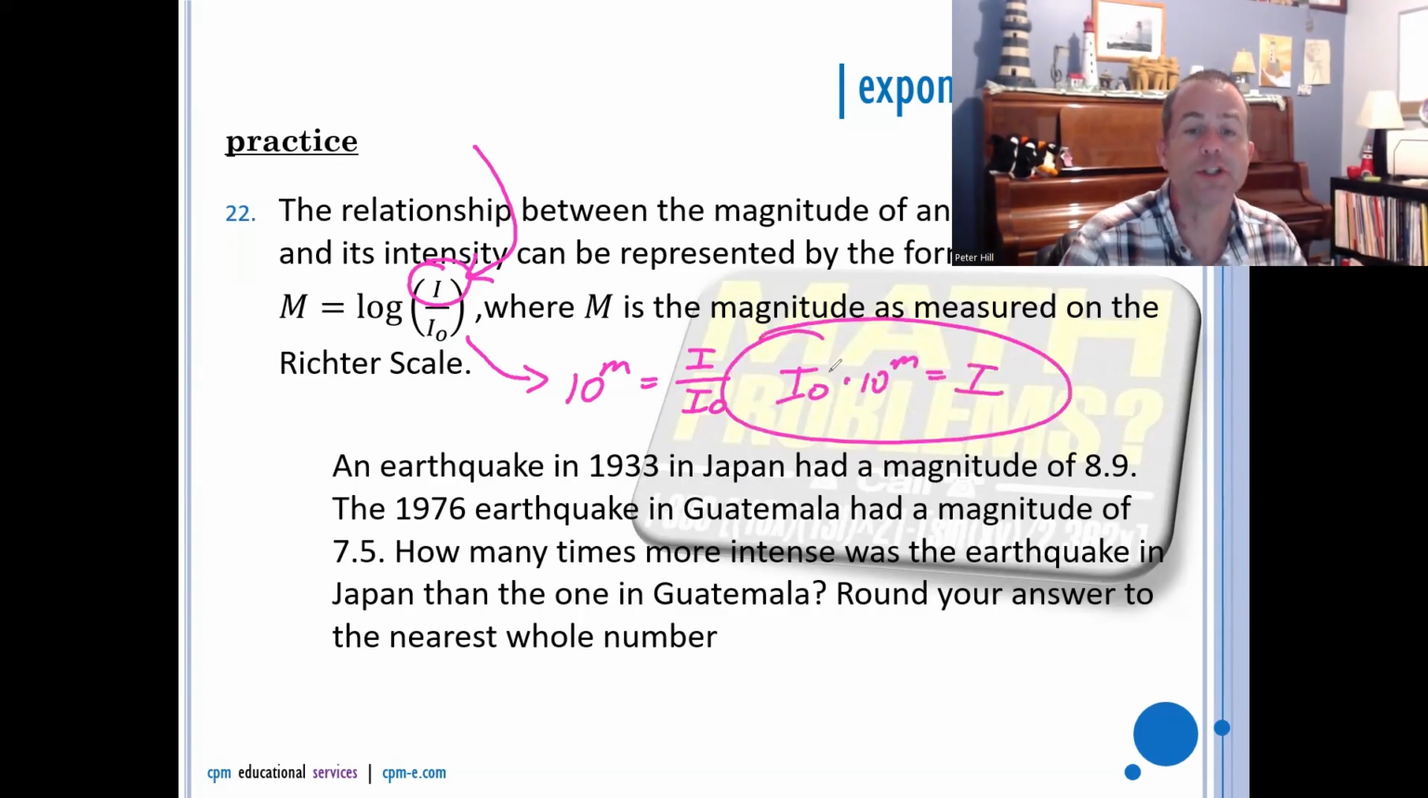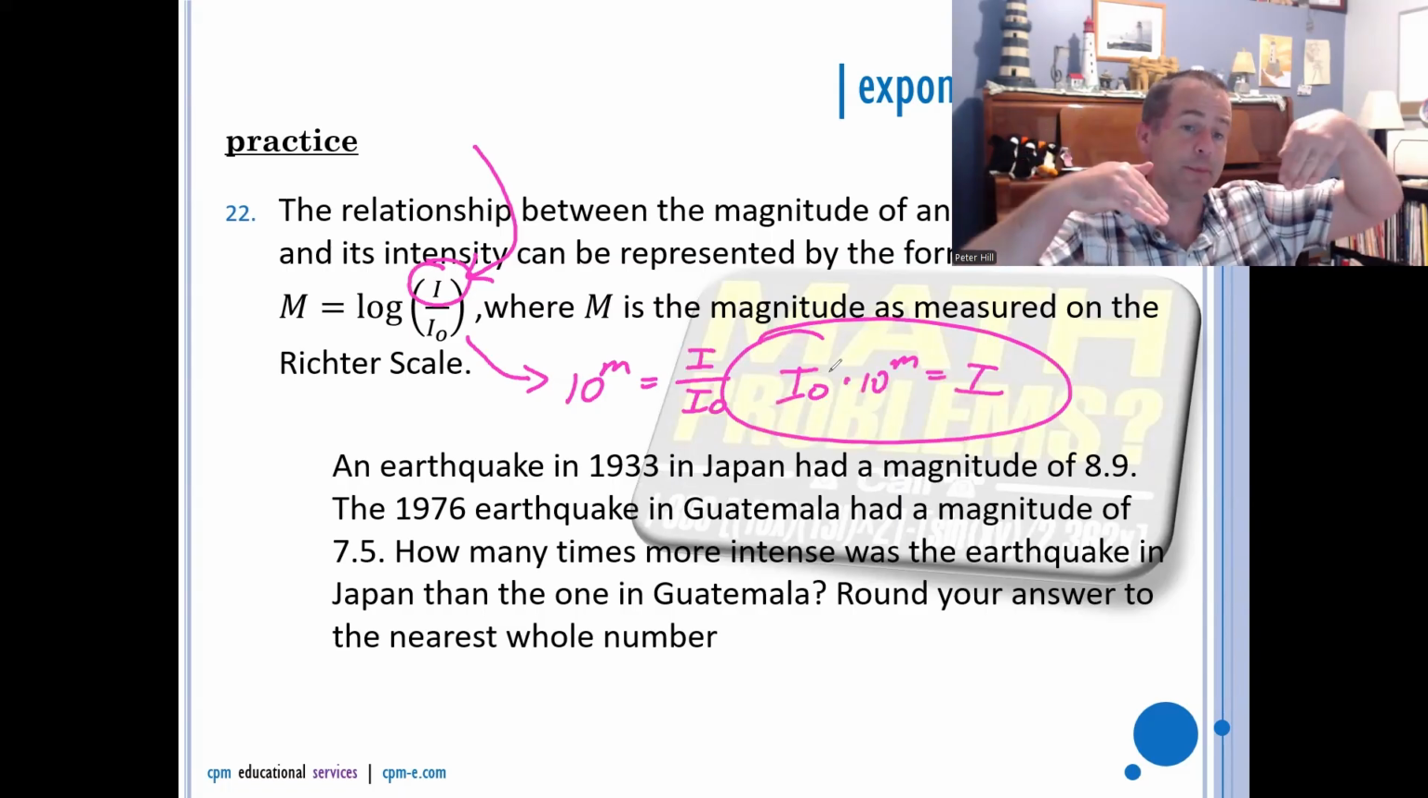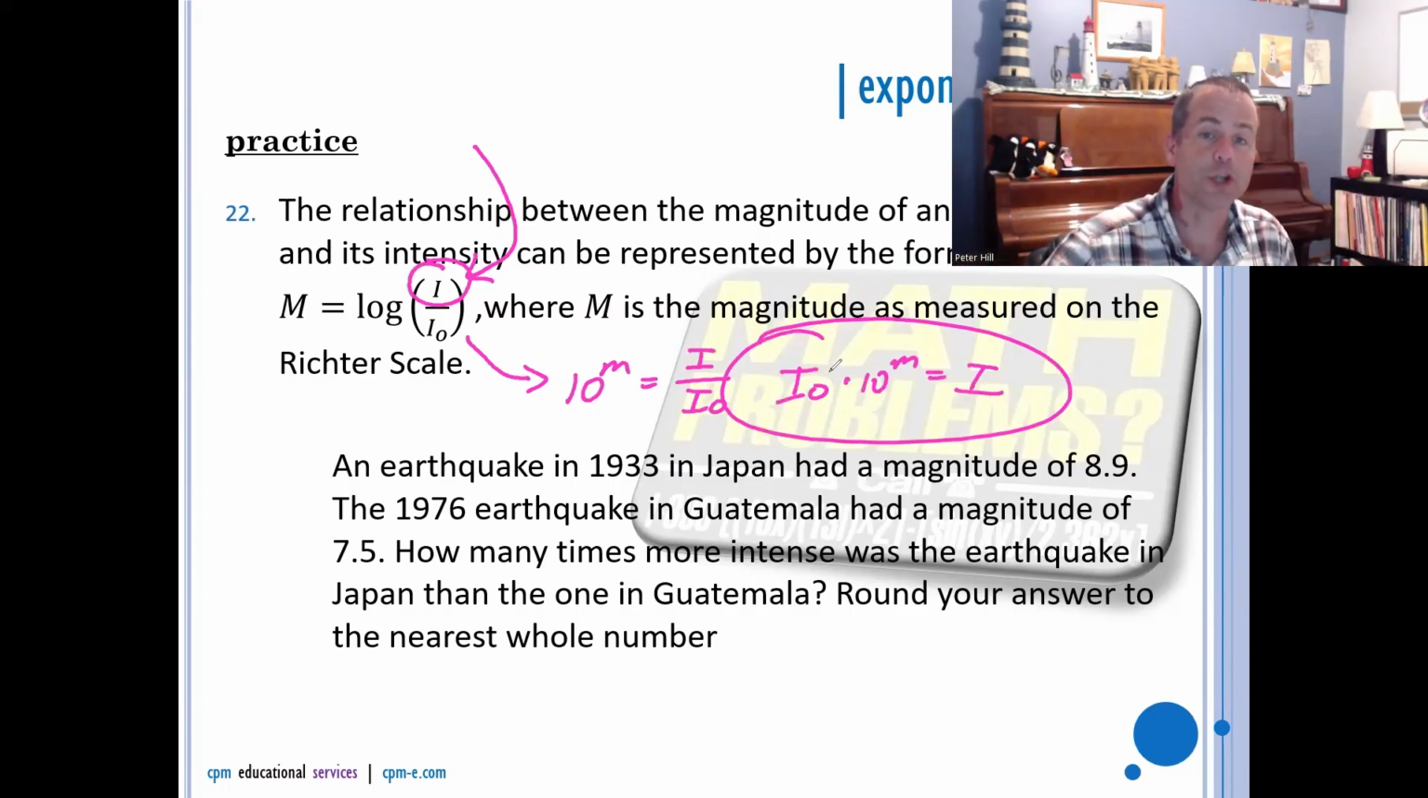Now, what I want you to notice about that is any sort of intensity comparison, what we often will then do is we'll take the larger intensity and divide it by the smaller intensity. Well, the larger intensity divided by the smaller intensity, what I want you to see there is I'd have IO over IO and my IOs would divide out. Okay, so don't stress about IO, it's going to go away.